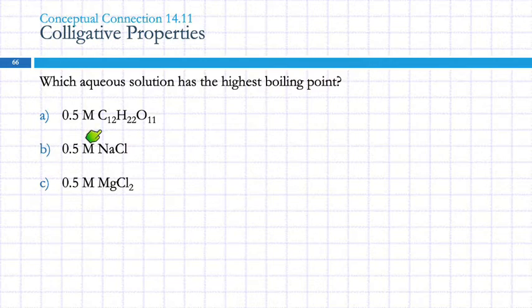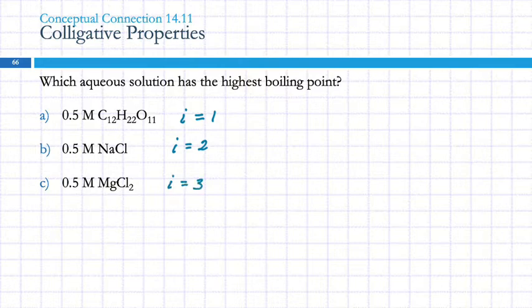C12H22O11. That's carbon, hydrogen, oxygen. That's a molecular compound, right? We recognize ionic compounds as starting with a metal or starting with NH4. This is none of those. So then the Van 't Hoff factor that we would expect here is 1. It's not going to make any ions. What would we expect for NaCl? 2. Because there's 2 ions, sodium and chloride. How about for magnesium chloride? 3.